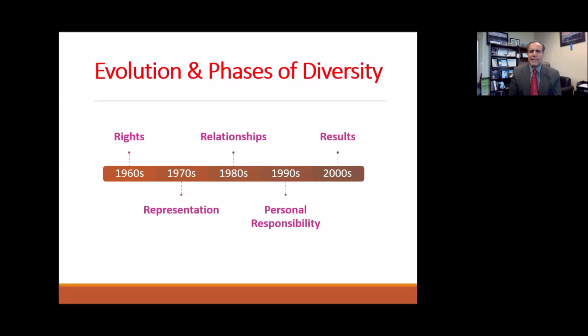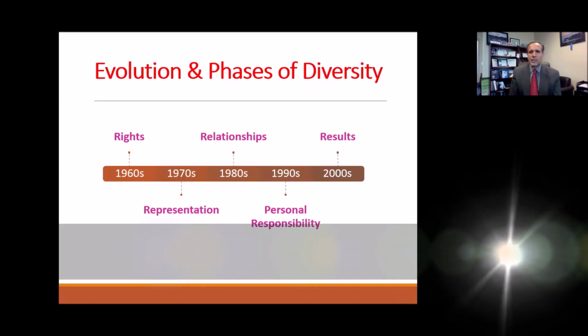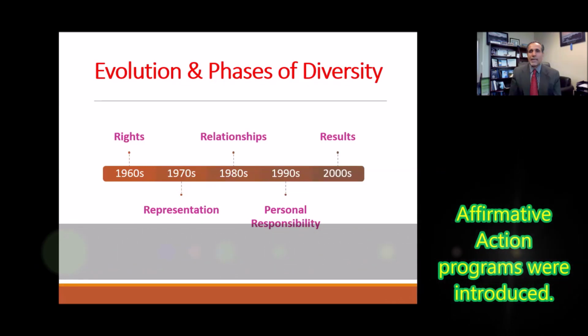Before the 1960s, we had Jim Crow laws or legalized discrimination toward African Americans or Black Americans in the United States. Eventually, the U.S. government and Congress decided to enact certain laws to guarantee equal rights for all American citizens. And then in the 1970s, corporations and organizations focused on providing equal representation of everyone living in their vicinity.